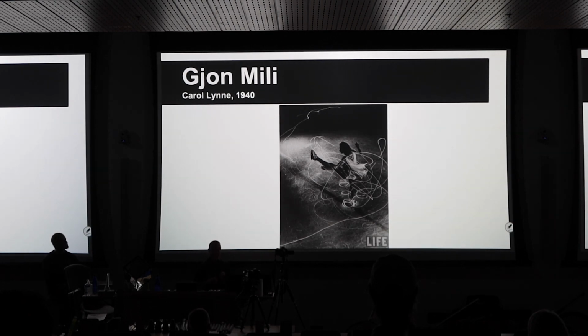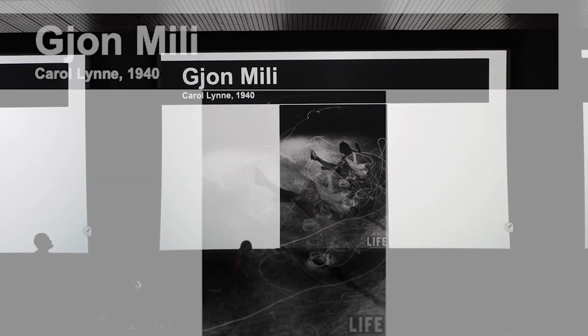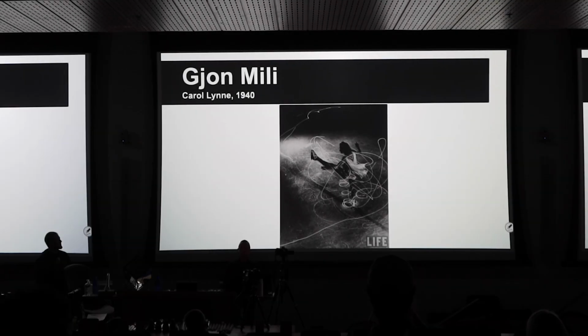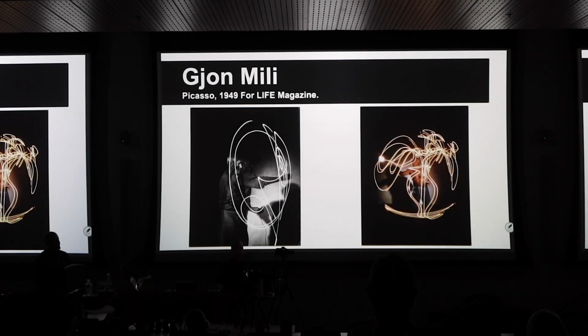In 1940, Gjon Mili worked for Life magazine, and he did these series of figure skaters where he attached lights to their ankles, and they would skate around in the dark and leave these traces of light. A few years later, he went on assignment to photograph Pablo Picasso for Life magazine, and he brought this image along with him and showed it to Picasso. And as the story goes, Picasso was immediately inspired and began to do his own light drawings.